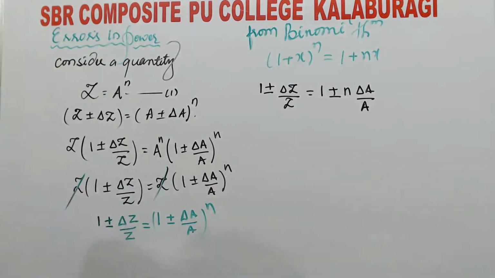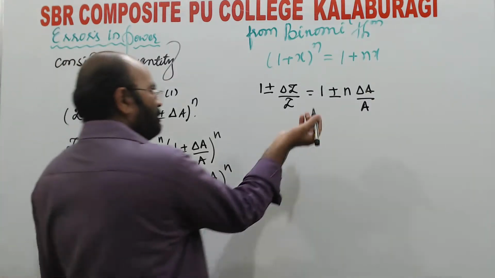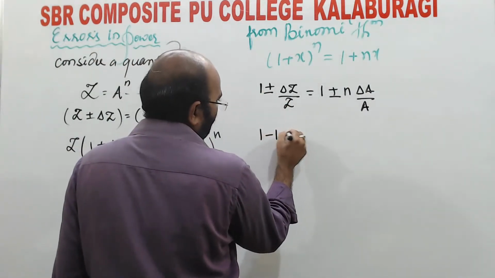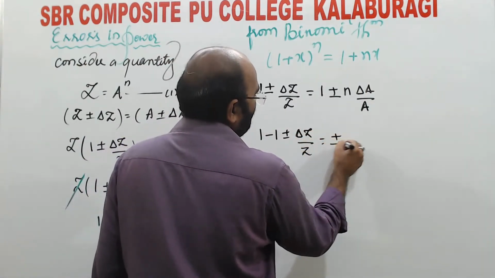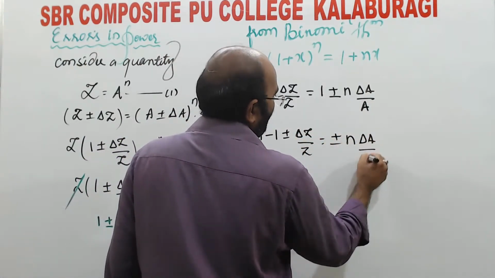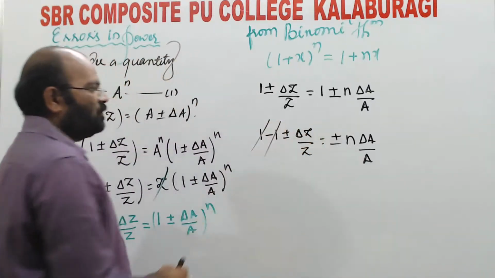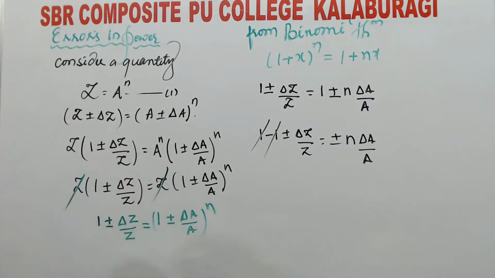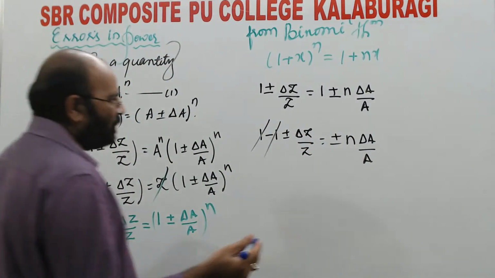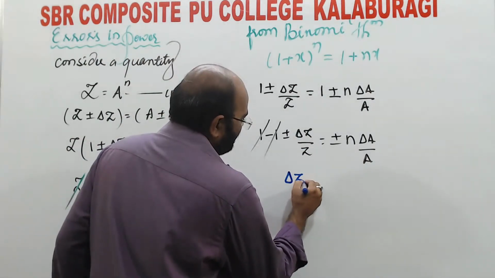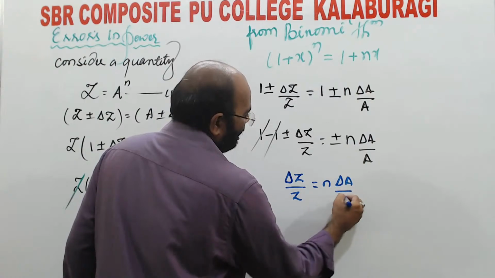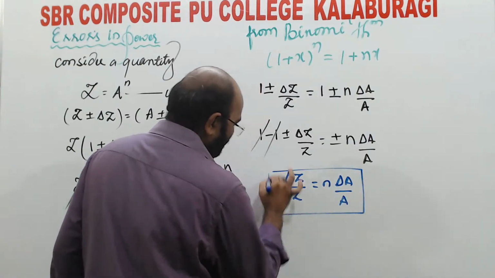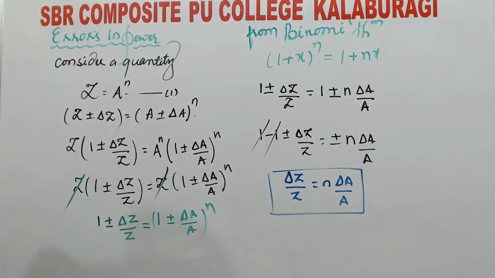Then from LHS and RHS, what do you find? The similar terms, take them to one side. 1 minus 1, plus or minus delta Z by Z, equals plus or minus n delta a by a. Then plus 1 minus 1 gets cancelled. What term remains over here? Delta Z by Z equals n delta a by a. This is called error in power.